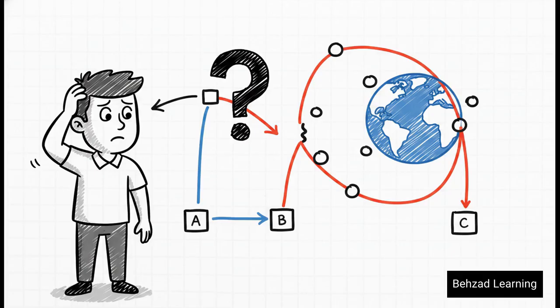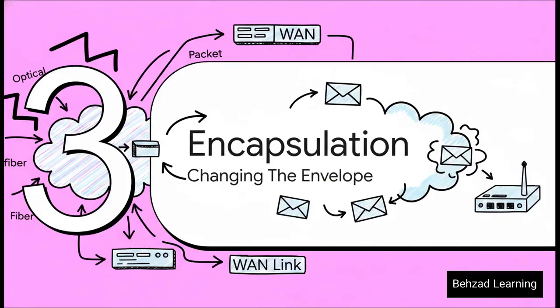The IP address is what gets you all the way across the globe. Another huge trap, assuming the router is just clairvoyant and magically knows where everything is. Directly connected networks will populate in the routing table automatically, sure, but remote networks like Behzad's new branch office absolutely require you to manually add static routes or turn on a dynamic routing protocol. Which brings us to Section 3, encapsulation, changing the envelope.